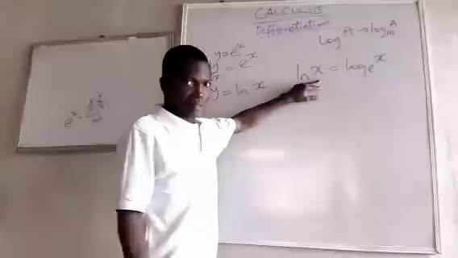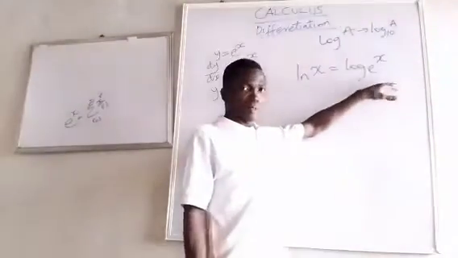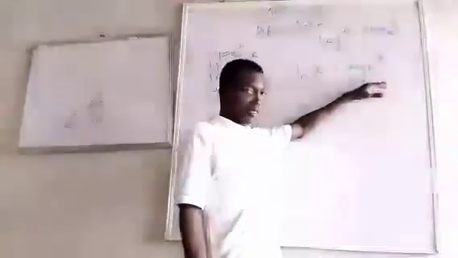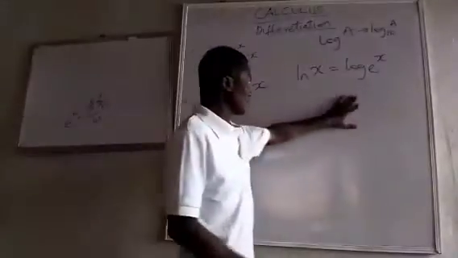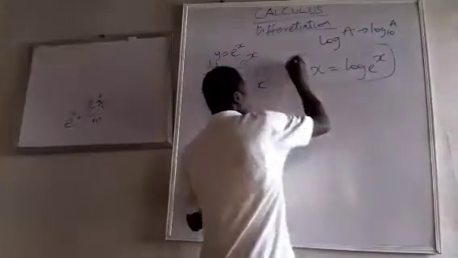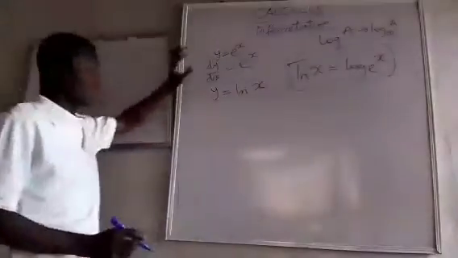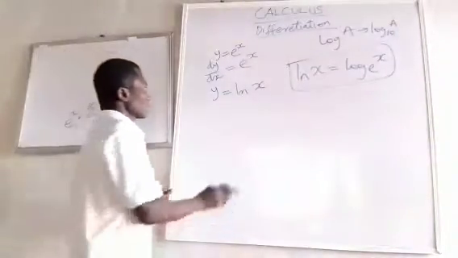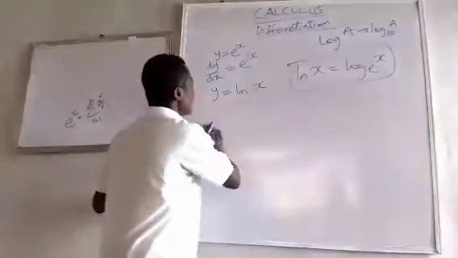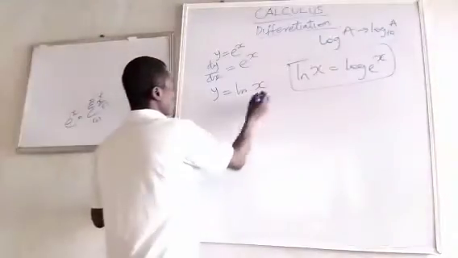When we have ln x, it means log x to the base e. Is that clear now? So please take note of this. Take note of this very well. It's very, very key in this subject, in mathematics. Now, because I have ln x, I can also do something like this.